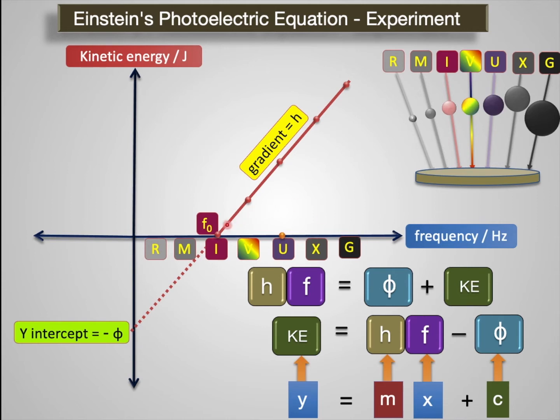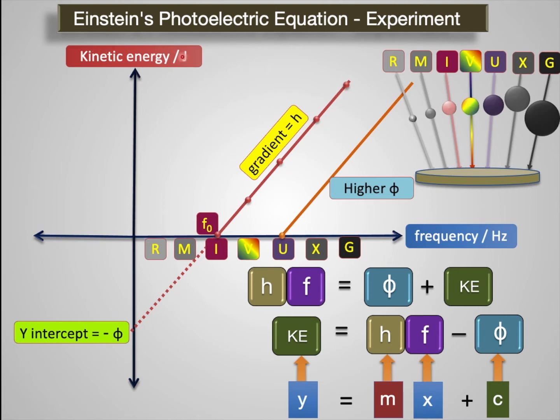Now what will be the shape of the graph? Will it be the same gradient, more gradient, or less gradient? Whatever metal you use, whatever light you use, the graphs should be parallel to each other because the gradient is the same. The gradient is Planck's constant, which should be constant for any line.